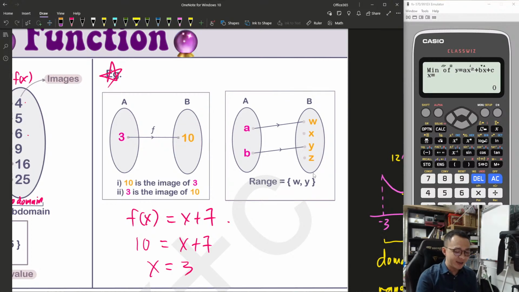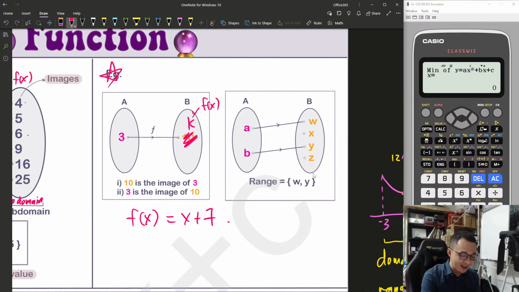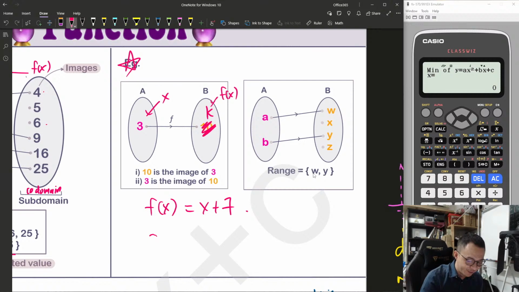Okay, same idea. If today they tell you this value is k, and ask you to find the value of k for this equation or this function, you should understand this value is f(x), and this value is x. So sometimes I will write like this: f(3) equals to k. Because my x right now becomes 3, and my f(x) right now becomes k. And then only I solve it.